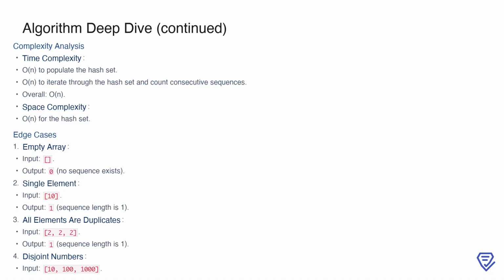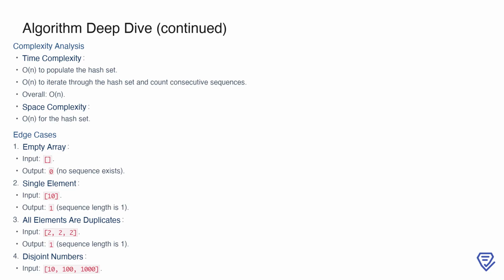Analyzing the complexity, the time complexity is O(n). This includes O(n) to populate the hash set and another O(n) to iterate through the hash set and process the sequences. The space complexity is also O(n) due to the storage requirements of the hash set. Considering edge cases, for an empty array, the output is 0 since no sequence exists. For an array with a single element, such as 10, the output is 1 since the sequence length is 1.